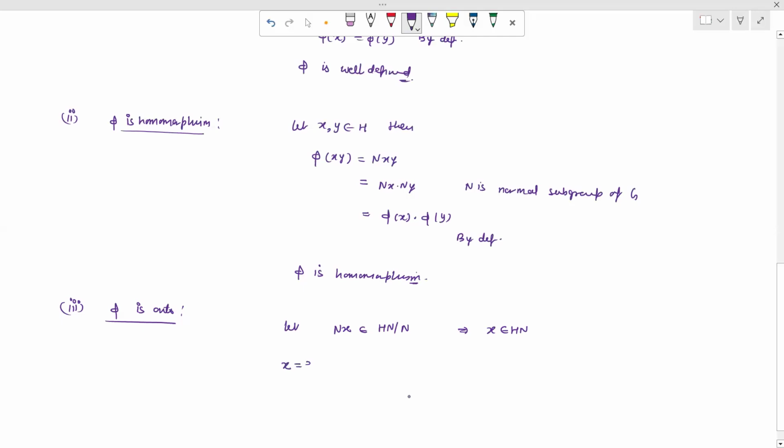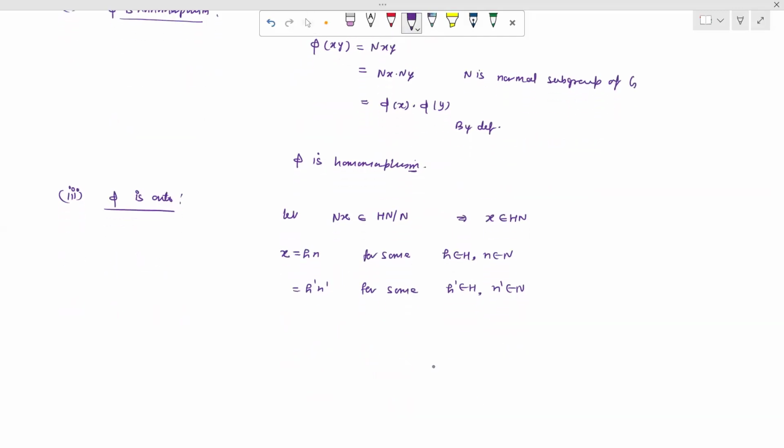We can take x equal to hn, for some h belongs to H and n belongs to N. Again, we can consider it as h' n', for some h' belongs to H and n' belongs to N. So we take the different elements. Because we have written that x belongs to HN, now we consider phi of h'.